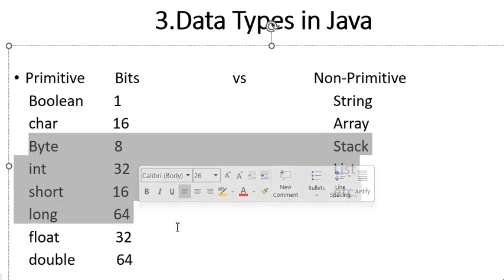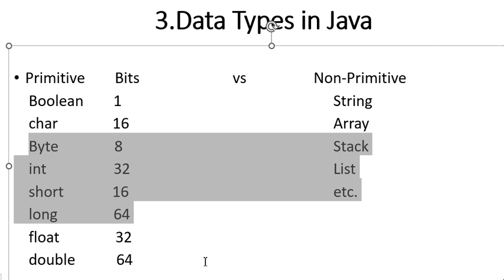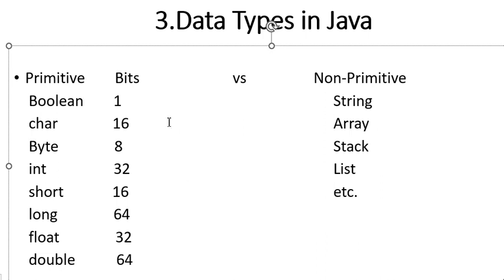These all four categories come under the numeric type, and the remaining under non-numeric. So boolean holds 1 bit, character holds 16 bit, byte holds 8 bit, integer holds 32 bit, short holds 16, long 64, float 32 bit, double 64. So these are the major data types in the Java language when you are writing the program. Okay, so we'll discuss more in future videos.